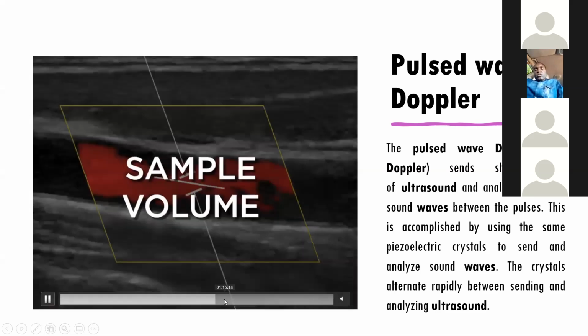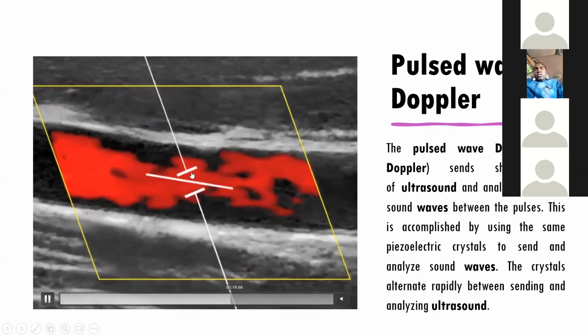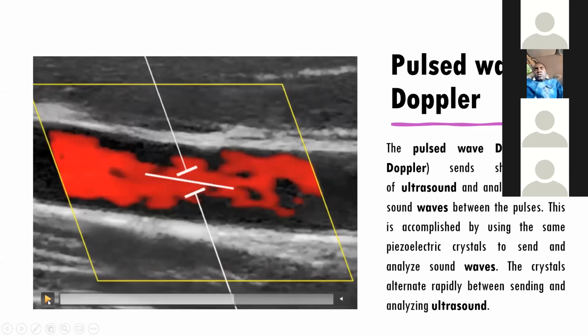Otherwise it will give you, this is a sample volume as I told you earlier. You can make it larger or smaller. So you can make this sample size larger or smaller. So how much should it be? It should be just one third of the blood vessel. If the blood vessel is 9 millimeter in diameter, then it should be 3 millimeter in diameter, that is one third. Okay.